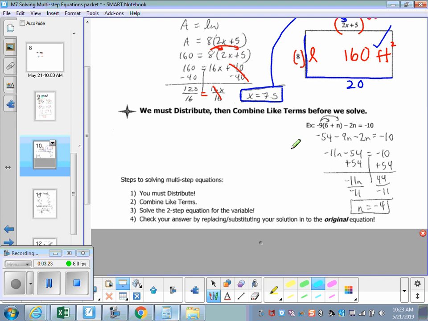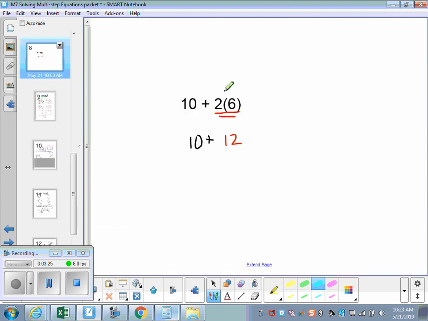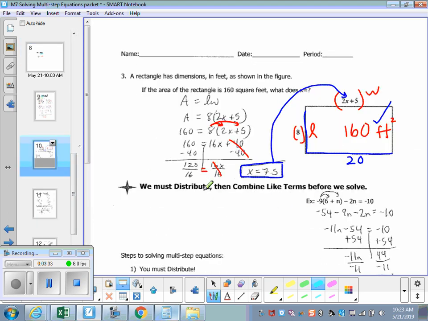Now I want to point out that I've already talked to you guys about when you're looking at a numerical expression, we multiply and then we add. So on this page of our notes, that's why it says we distribute first, then combine like terms, because distributing is a multiplying thing and combining like terms is adding and subtracting.